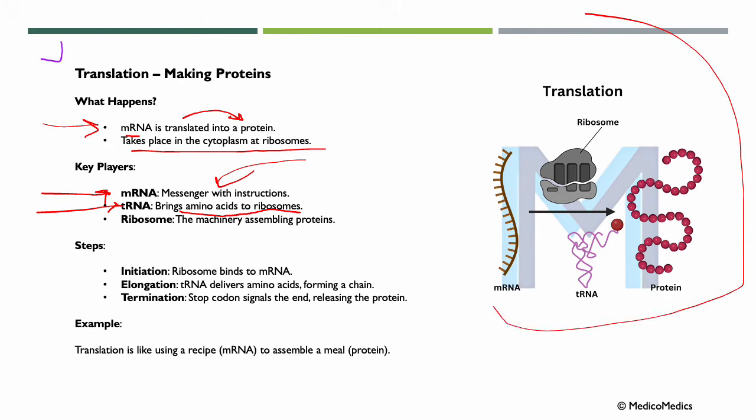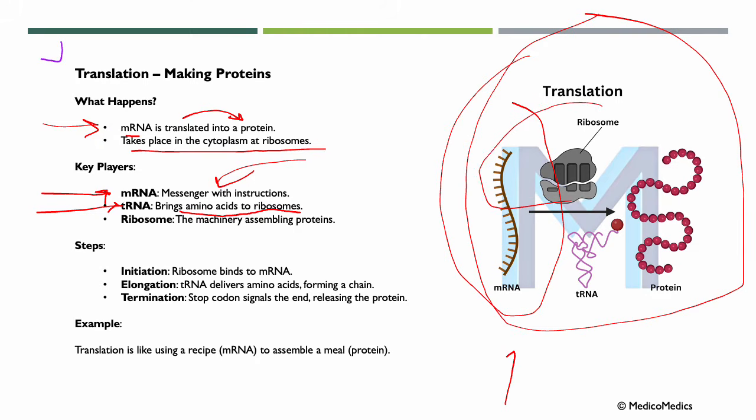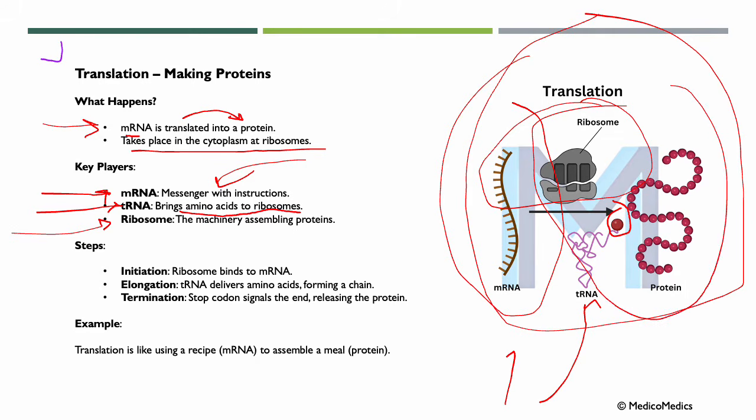If you look at the illustration here, you can see we have the messenger RNA, so its primary structure. We have the ribosome itself. We have the transfer RNA bringing amino acids. And then the machinery then assembles this to make proteins.